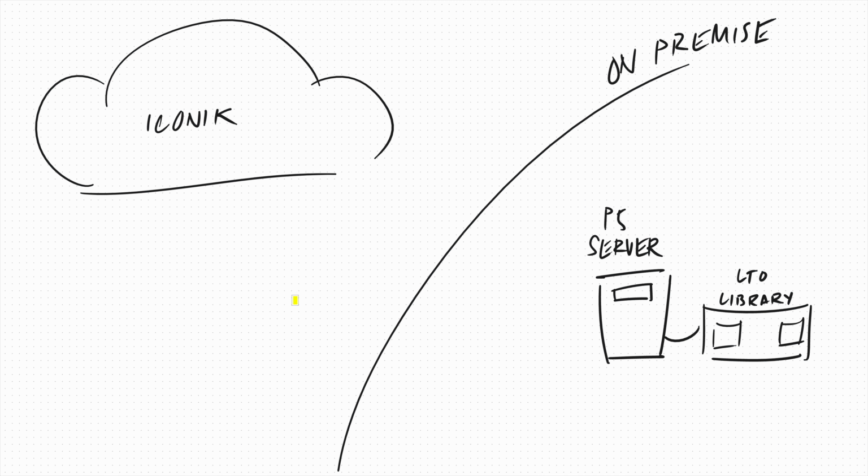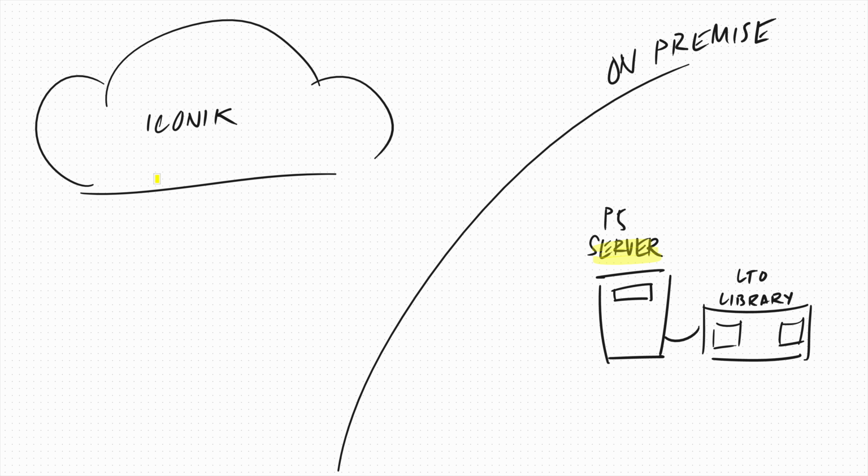Hi there, in this video I'm going to show how iconik is able to archive to a P5 server, which we have down here in my diagram, using the S3 interface. So I'm going to start with a little bit of whiteboard and then I'm going to show you the configuration and use of this integration on the screen.